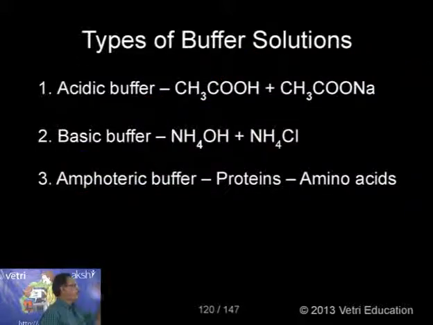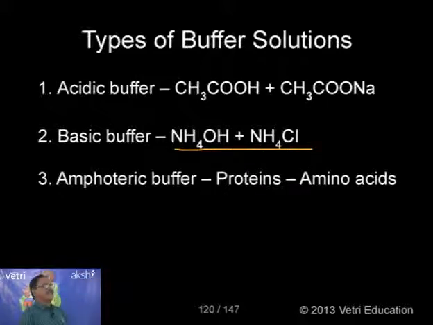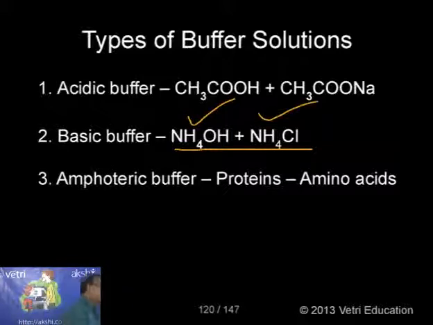Okay, coming to the basic buffer. Basic buffer means a weak base and its salt with a strong acid. A weak base, here ammonium hydroxide, and the salt is ammonium chloride, the salt of a weak base and strong acid. So any weak base and its salt with a strong acid is called a basic buffer. This is the second type.